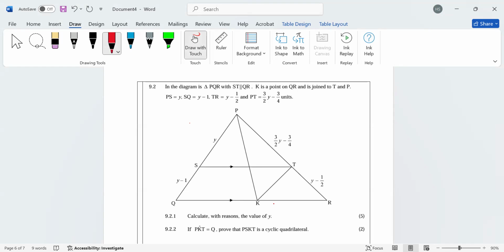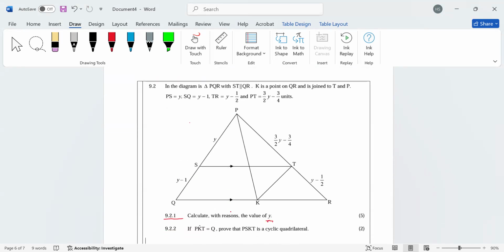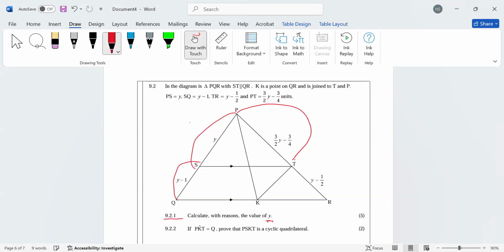They say we should calculate the value of Y with reasons. So what is it that we can do first here? Rapela, what can we do? I can say, by theorem, PS all over SQ equals, similarly, PT all over TR. Okay, let's write that first.